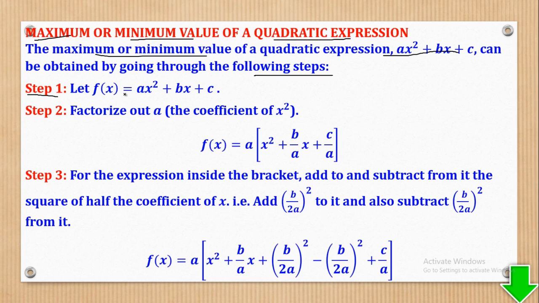The first step is to let that quadratic expression be equal to fx. Then step two is to factorize out a. So a, make this coefficient positive 1 by factorizing it out. So that is why here I'll put out a. Now in this box bracket, the coefficient of x squared is equal to positive 1.